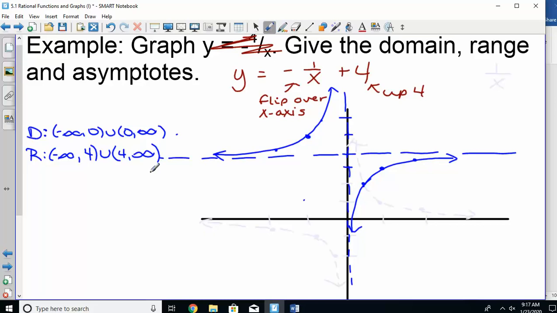The asymptotes, so I typically just say VA for vertical asymptote. It's a vertical line, so you have to give me the full equation. Vertical is x equals, where's my vertical asymptote at? X equals 0. Horizontal asymptote, we call that HA. So the horizontal line we don't touch is y equals 4. Asymptotes are lines, so you have to give me an equation on those.